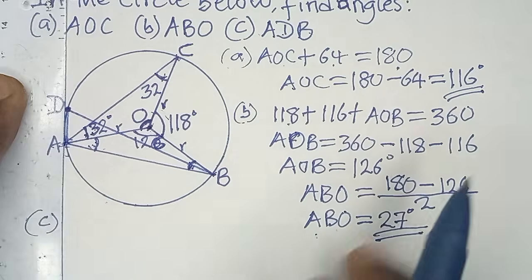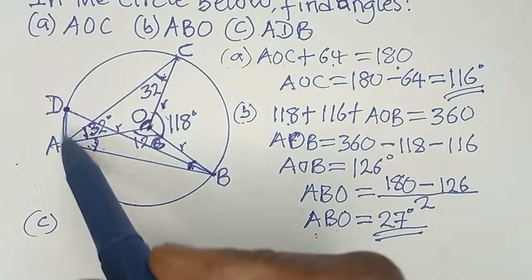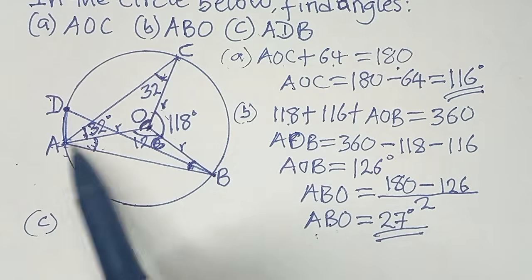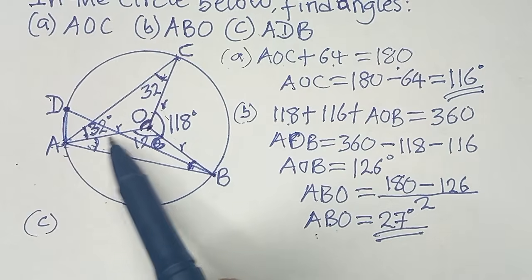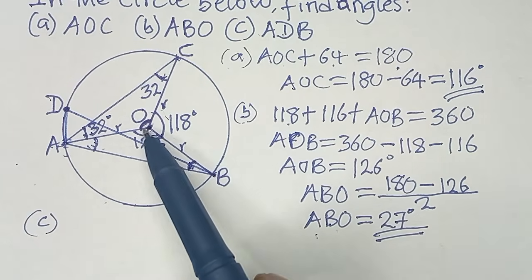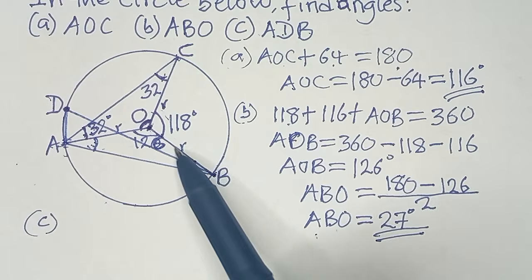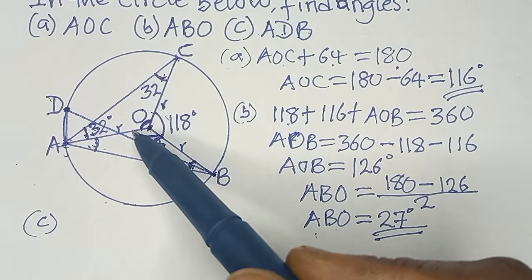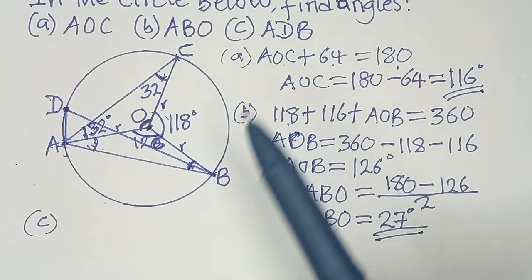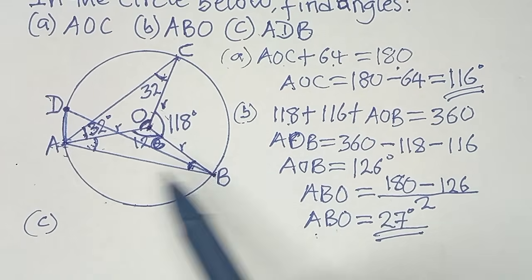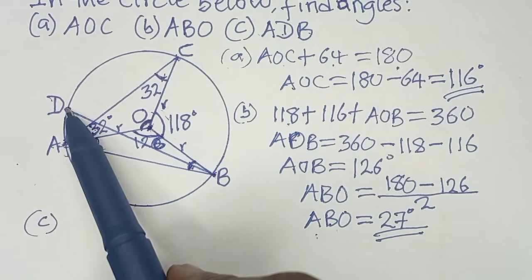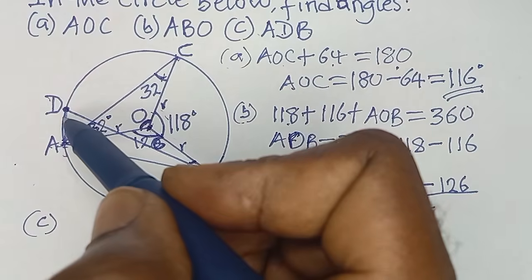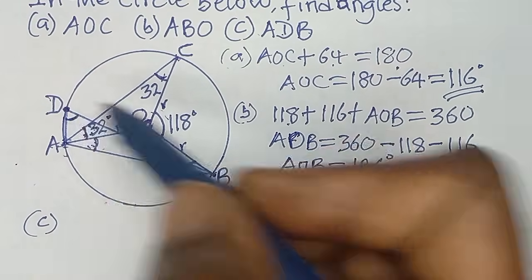Now, for angle ADB, what we need to look at is that from A and B, I have two lines going to the center of the circle. From A to the center, and from B also to the center. The two lines form this 126 at the center of the circle. Then from the same points A and B, I have a line from A to D and a line from B to D. The two lines form this angle at the circumference of the circle.